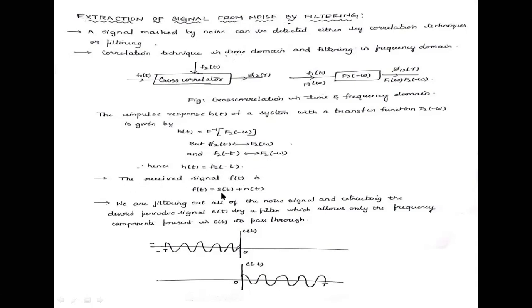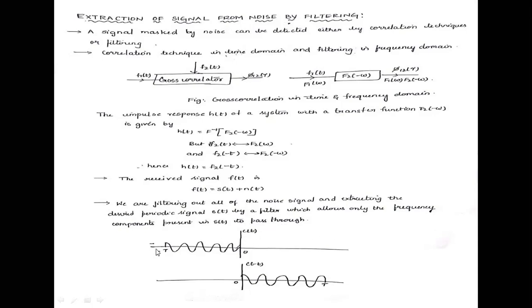The received signal f of t is the combination of x of t, s of t, and n of t. Okay. The received signal, a time domain signal, f of t is equal to a periodic signal x of t added with the noise signal. We are filtering out all the noise signals and extracting the desired periodic signal x of t by a filter which allows only the frequency components present in s of t to pass through. It passes through the low pass filter or any other filter, we can say.